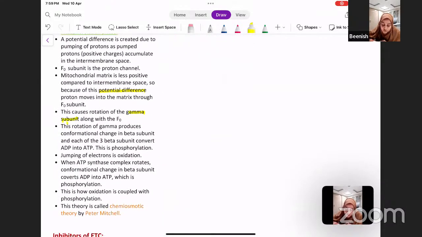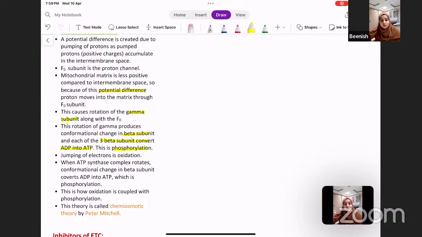Now this rotation of gamma produces conformational changes in the beta subunit. So when the gamma rotates, conformational changes take place in the beta subunit, leading to the conversion of ADP into ATP. Each of the three beta subunits converts ADP into ATP, and this is what is known as phosphorylation. So your ATP has been generated.